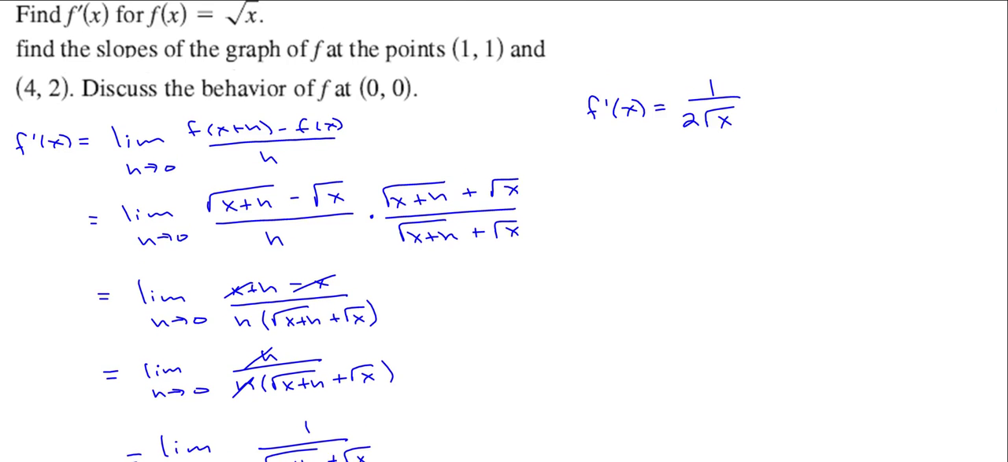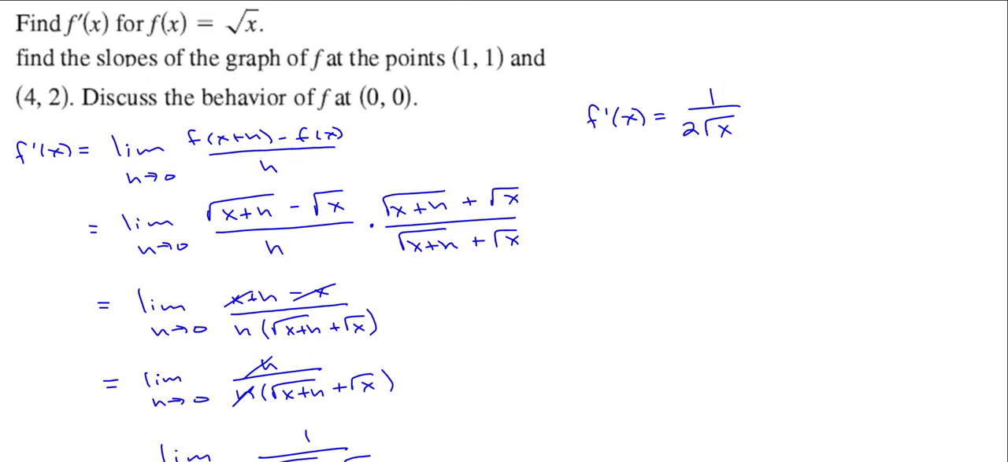Okay. It says find the slopes of the graph. That means the slope of the tangent line. Remember we noted that a couple days ago. At the points 1, 1 and 4, 2. Okay, 1, 1 is on the graph of f. If you plug in 1, you get 1. If you plug in 4, you get 2, right? Plug in 0, you get 0. So all three of these points are on the graph. They might try and trick us.